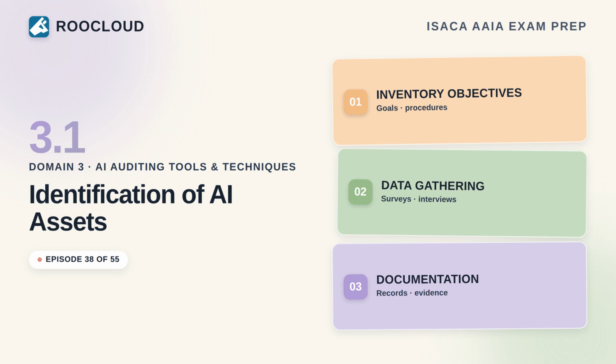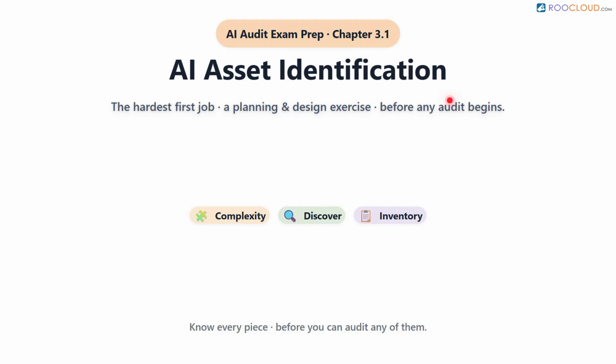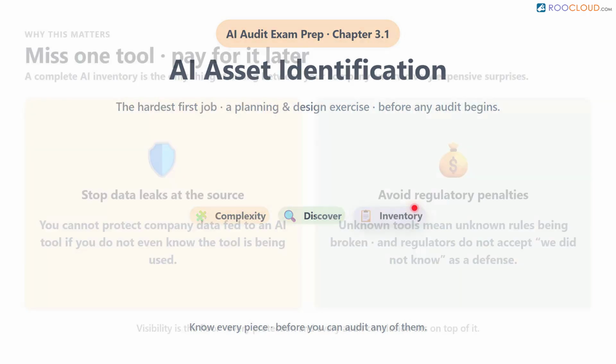Welcome to the session on audit planning and design, focusing specifically on the identification of artificial intelligence assets. In this session, we will cover the unique complexities of artificial intelligence systems compared to traditional software, the exact methods used to find them, and how to build a comprehensive, non-punitive inventory.